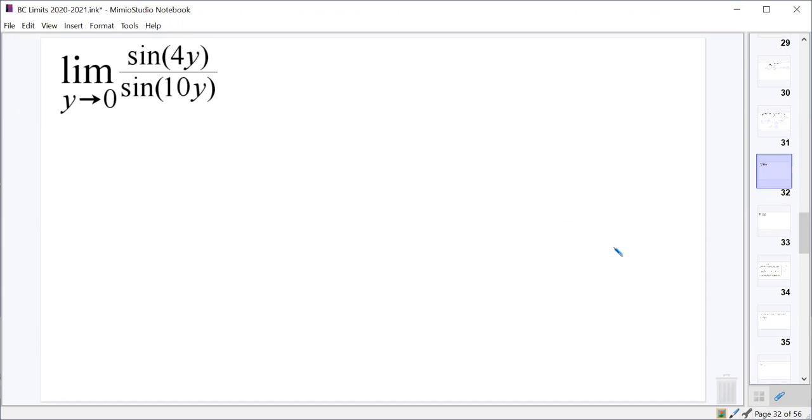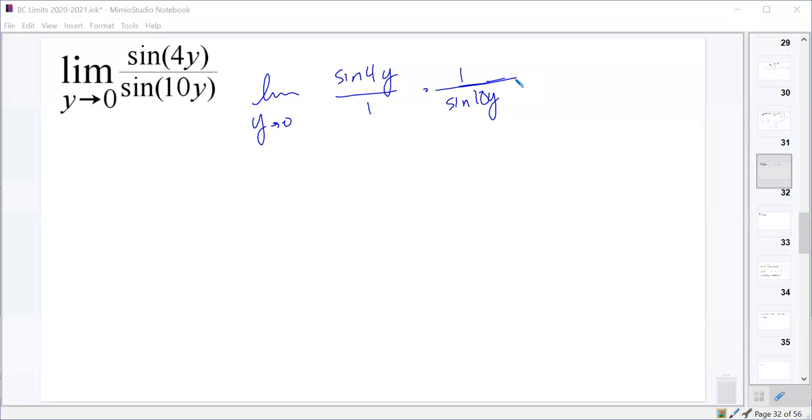You can do the limit as y approaches 0 of sine 4y, and then the limit as y approaches 0 of 1 over sine 10y. Like separate them. All right. I'm not going to write the separate limits yet, but eventually we're going to write it into separate limits. And in order to turn sine 4y over 1 into something that's easy to deal with, I should probably attach a 4y to it. And to turn the 1 over sine 10y into something I can easily deal with, I should throw a 10y up there.